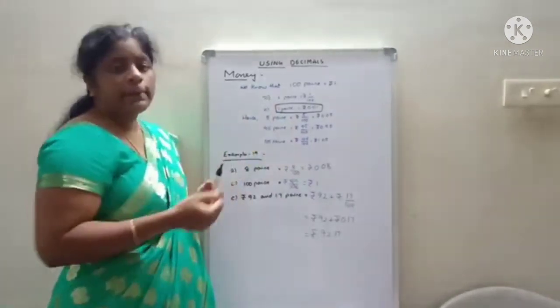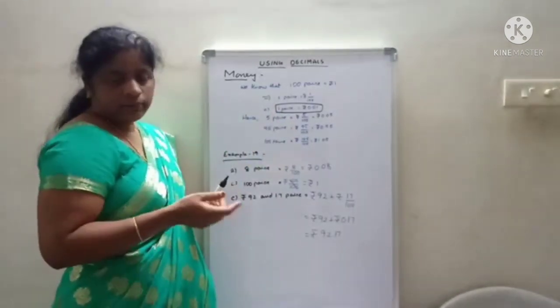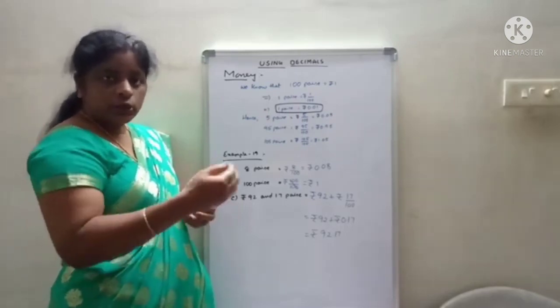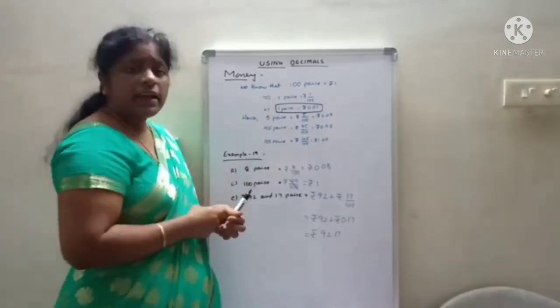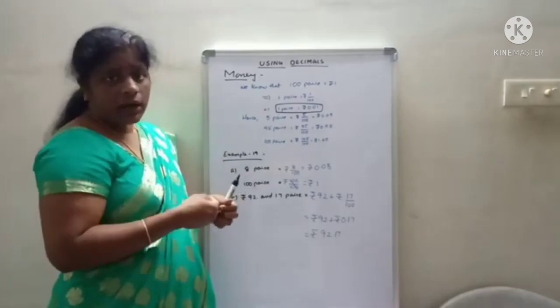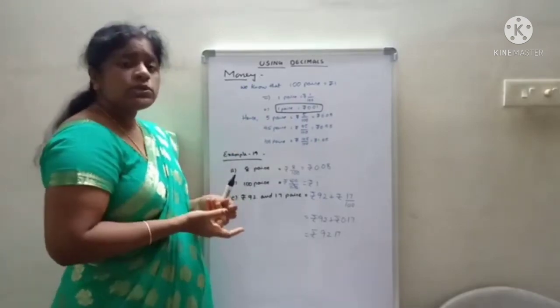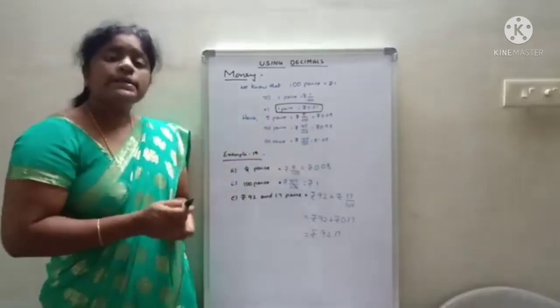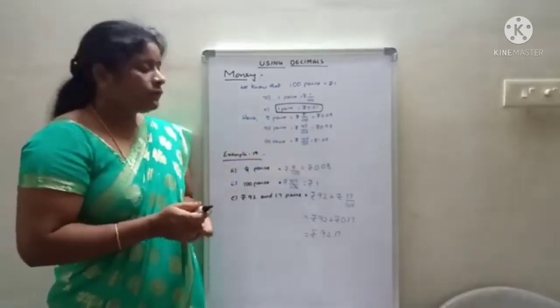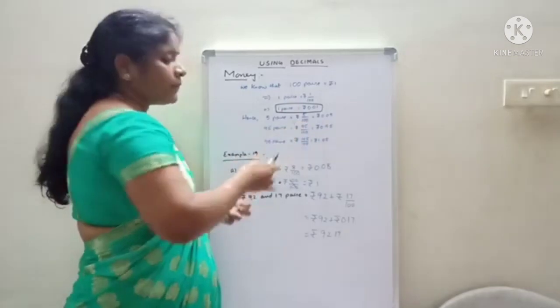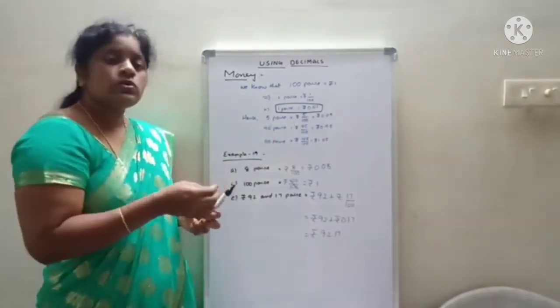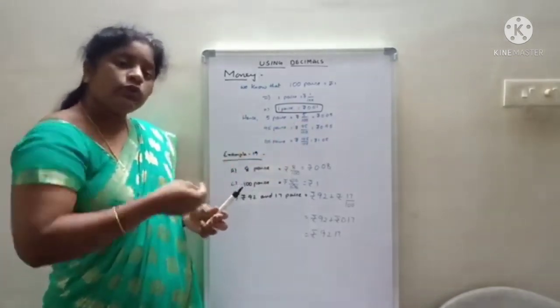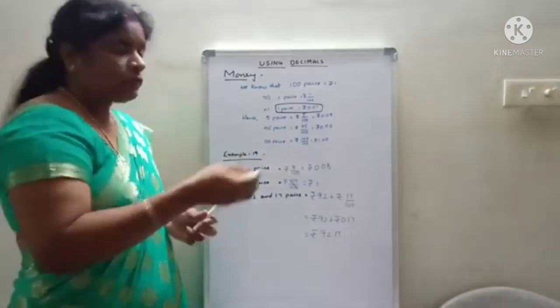See here, examples. 5 paise. Convert 5 paise into rupees. We know 1 paisa equals rupee 1 by 100. So 5 paise equals rupees 5 by 100, which is nothing but rupees 0.05. Why? Because in the denominator we have 2 zeros, so keep the decimal point from right to left after 2 digits.